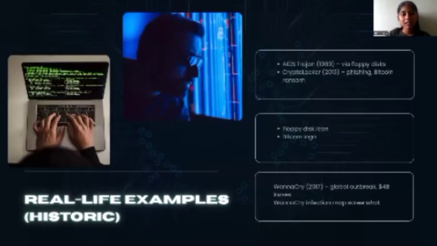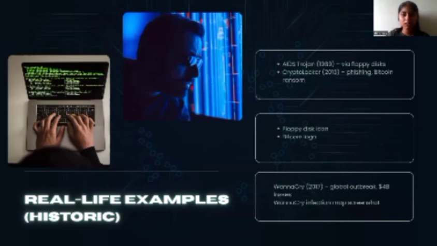So now let's look into some real world examples. The earliest known case was way back in 1989, called the AIDS Trojan. It was distributed using floppy disks and demanded payment to unlock the files.